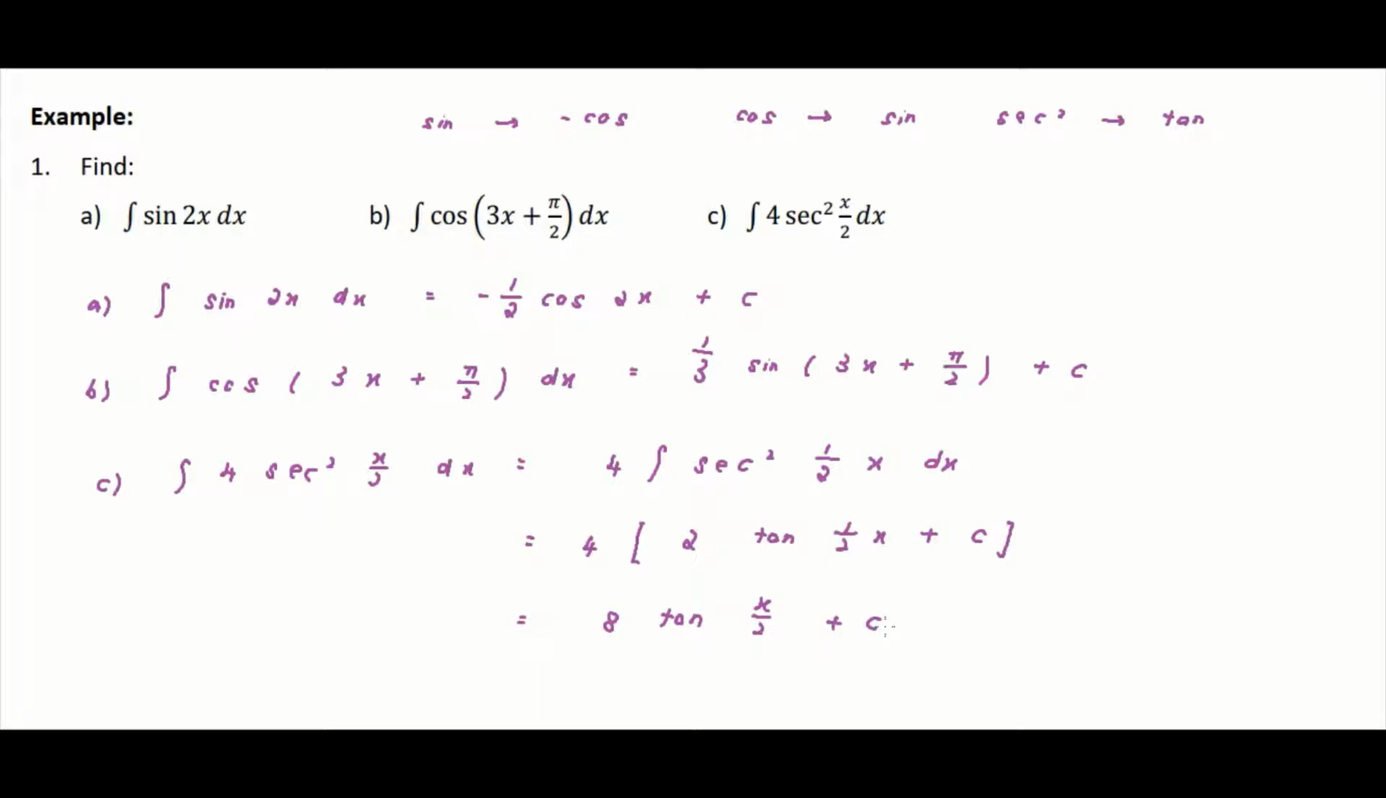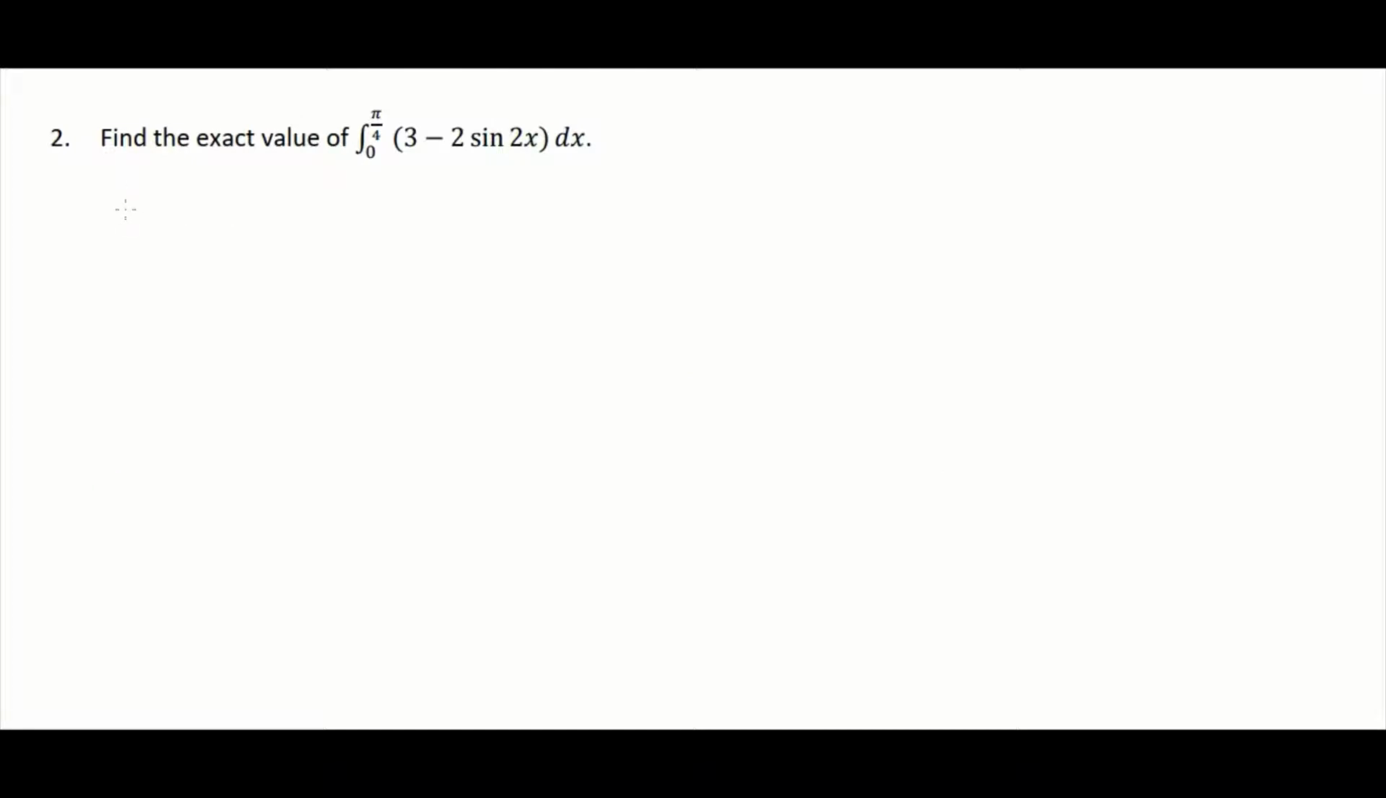Okay, alright, let's move on to the next one. Number 2, find the exact value of the definite integral from 0 to pi over 4 of 3 minus 2 sine 2x with respect to x. I think the first step that we can do is try to split it into two integrals, so it will be much clearer to see and to solve. You can take out the constant as well.